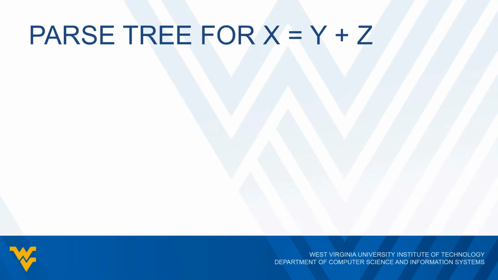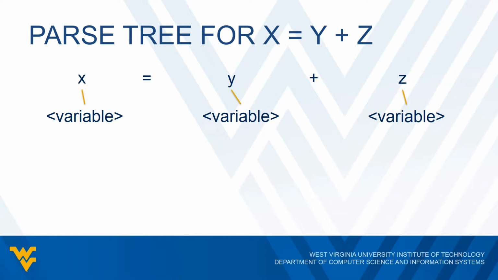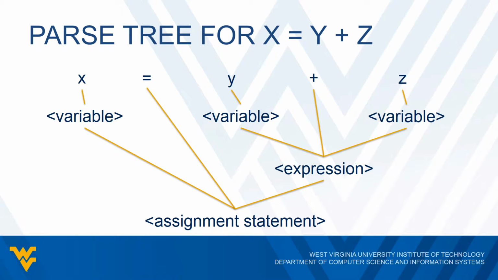Let's take a look at the parse tree for our statement and convince ourselves that this does in fact work. So we have x equals y plus z. We would get our original tokens, variable equals variable plus variable. Then we would see that variable plus variable would become expression. And now we have variable equals expression, which sure enough would be our assignment statement. So once again, since we can construct a parse tree from this, this is a valid statement.